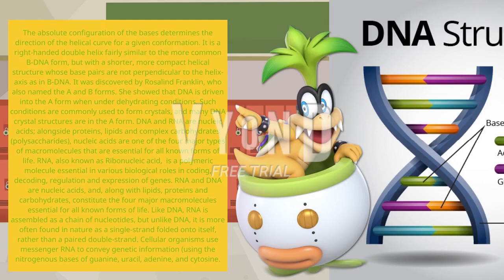Like DNA, RNA is assembled as a chain of nucleotides, but unlike DNA, it is more often found in nature as a single strand folded onto itself, rather than a paired double strand. Cellular organisms use messenger RNA to convey genetic information, using the nitrogenous bases of guanine, uracil, adenine, and cytosine.